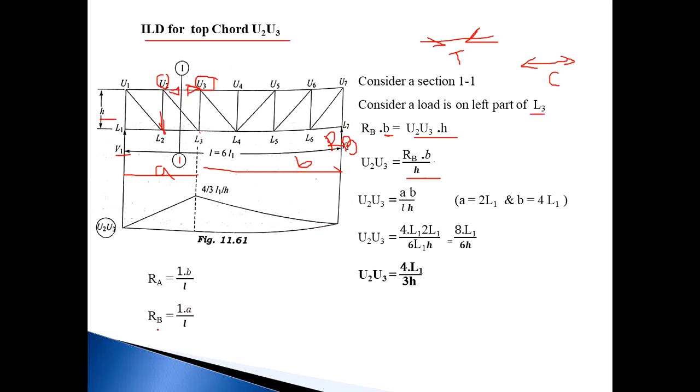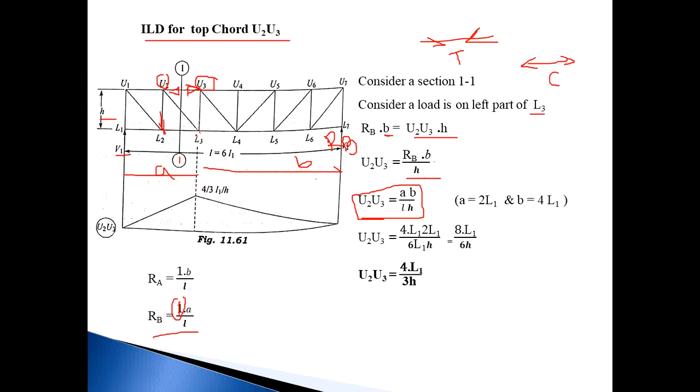First of all, what is RB? We already discussed it in the first lecture of this ILD. RB value is 1 into A divided by L, where 1 means a unit load. So RB is A by L and RA is equal to B by L. Putting the RB value, U2 U3 is equal to A upon L into B upon h. So AB by Lh is your final solution for U2 U3 when the load is on the left of L3.